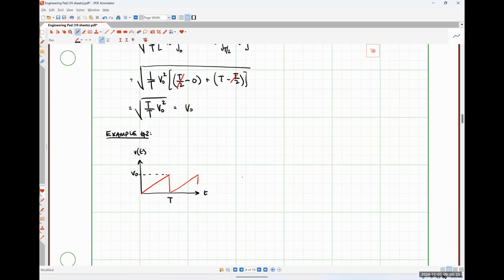How would we describe this voltage as a function of time over just one period? Yeah, so y equals mx plus b. So what's m? V naught over capital T times lowercase t. Our y-intercept in this case is just 0. So that's it.